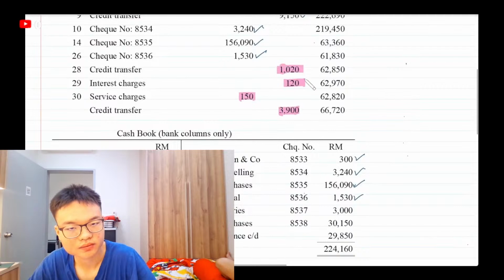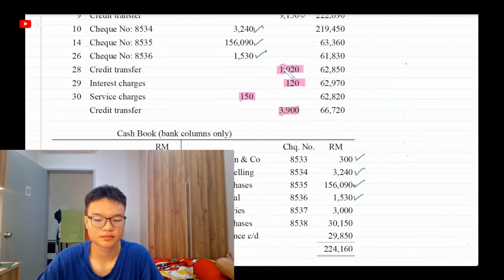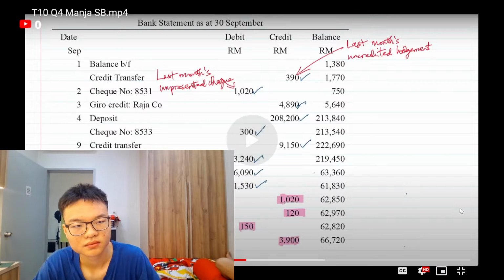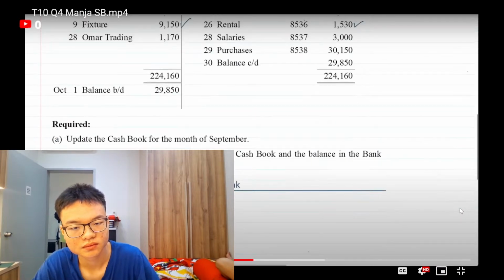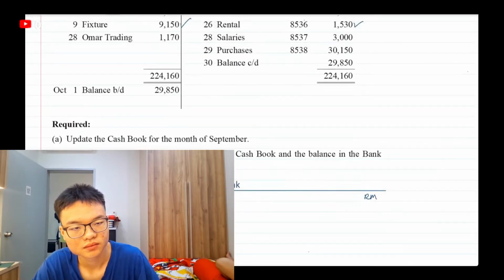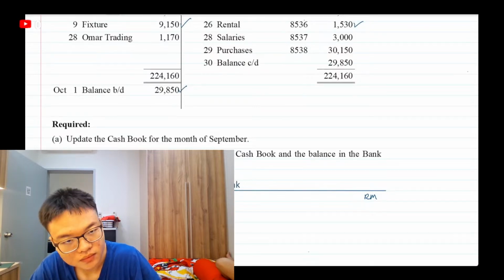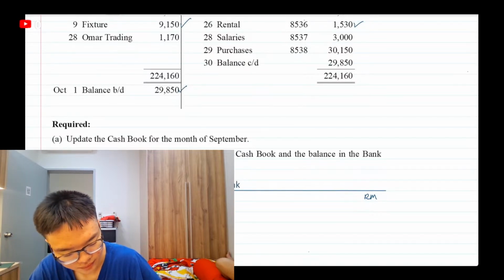Okay, the first item is you're going to record 3 receipts of money. Items which are in the bank statement, update our cash book. Now, what is our cash book balance? Our cash book balance is a debit balance of 29,850 ringgit. This is on September 30th.